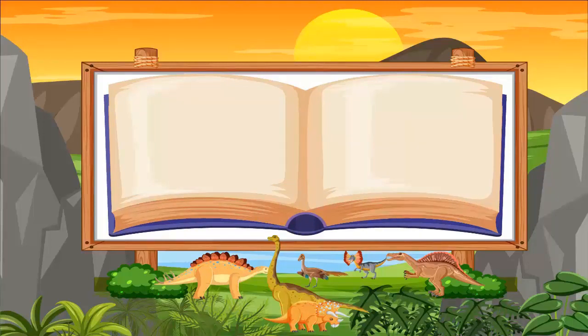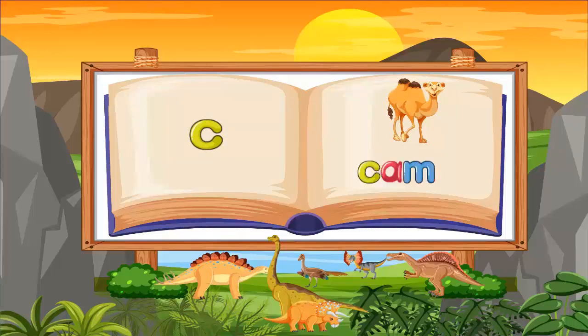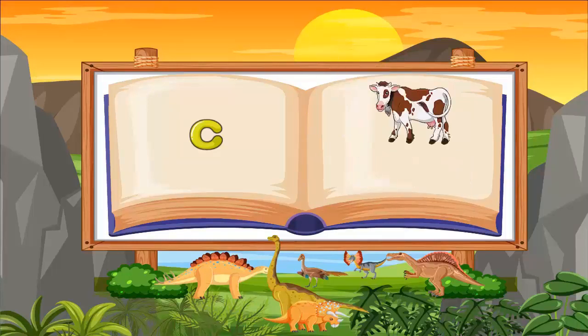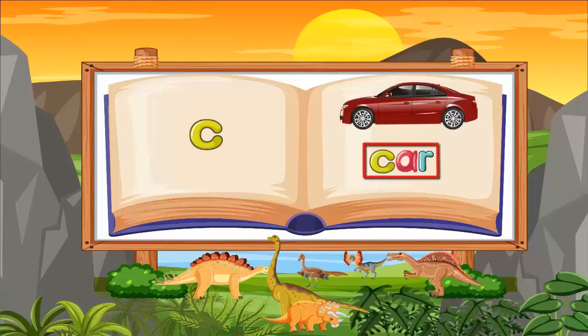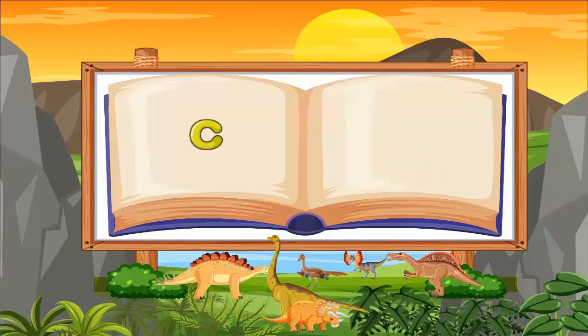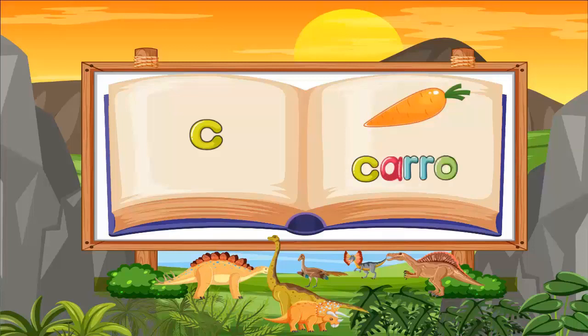We are going to learn words starting with the letter C. C for camel, C, A, M, E, L, camel. C for cow, C, O, W, cow. C for car, C, A, R, car. C for carrot, C, A, R, R, O, T, carrot.